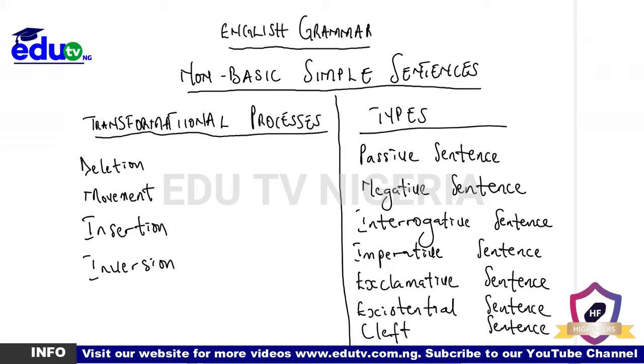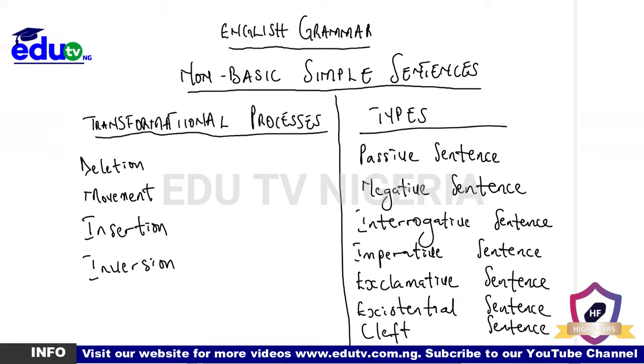Non-Basic Simple Sentences. In one of our lectures we talked about the basic simple sentence, and we were able to look at some of the patterns that make up the basic simple sentences. We looked at pattern 1, SP; pattern 2, SPO; pattern 3, SPOO; pattern 4, SPC nominal; pattern 5, SPC adjectival; pattern 6, SPA; pattern 7, SPOC nominal; pattern 8, SPOC adjectival; and pattern 9, SPOA.